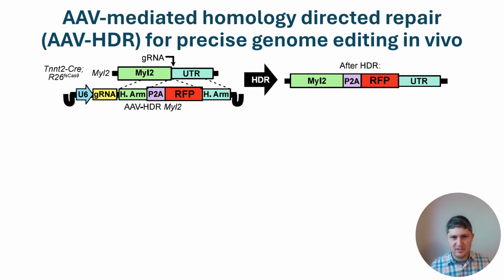Okay, so previously in my research, I had shown that we can use adeno-associated virus to carry a DNA donor template to trigger homology-directed repair within mouse cardiomyocytes. And so to briefly recap some of these experiments, we had used this AAV vector carrying homology arms targeting the MYL2 gene locus. And after creating a DNA double-strand break with a CRISPR and a guide RNA, we can get insertion of a self-cleaving 2A peptide along with a red fluorescent protein.